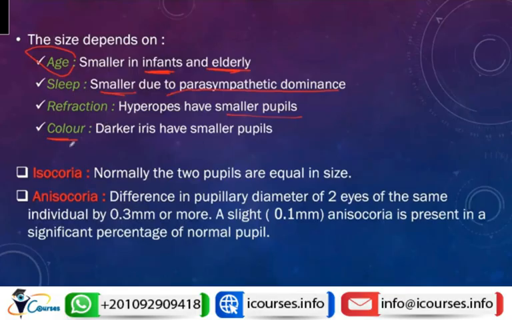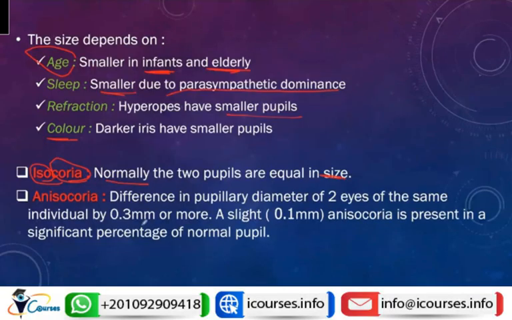So here we come to a term called coria. Cor in Greek means pupil, and iso means equal. So isocoria means that the pupils in both eyes are equal in size. So normally the two pupils are equal in size. This is called isocoria. And the difference is called anisocoria. So anisocoria means that there is a difference in pupil size between both eyes.